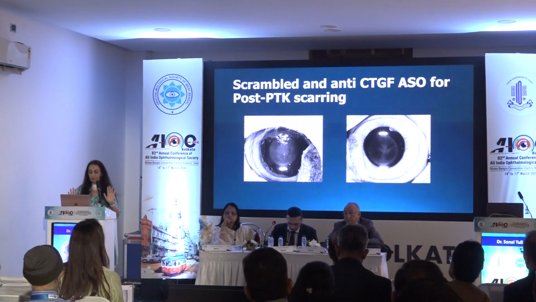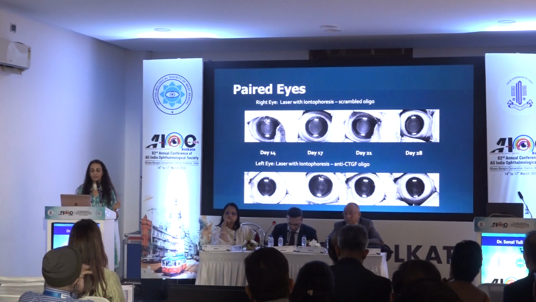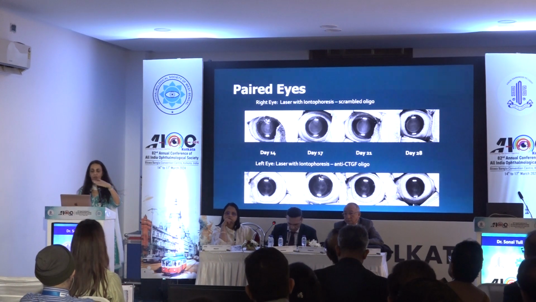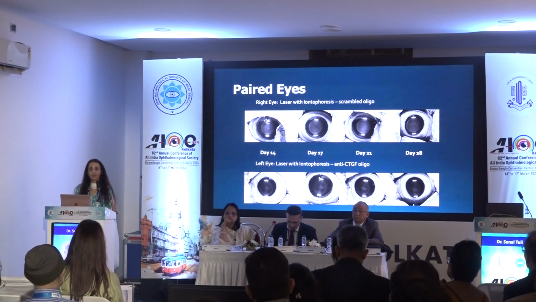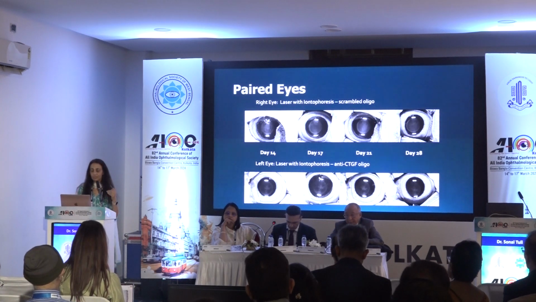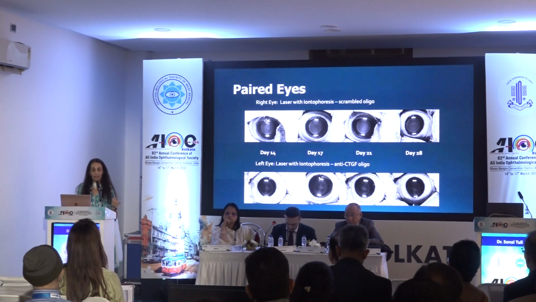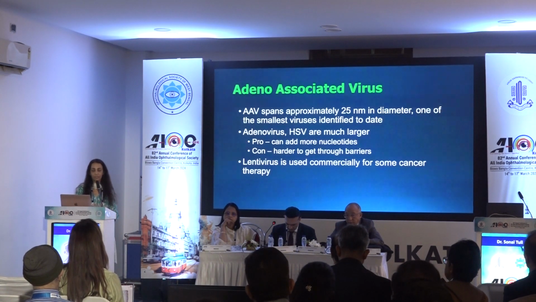And you can see a very interesting change in the amount of scarring. And here again, you can see on the top are all the scrambled oligonucleotides, and at the bottom are the ones that actually target CTGF, and the scarring is significantly reduced from that. So we know that we can reduce scarring by providing this oligonucleotide.